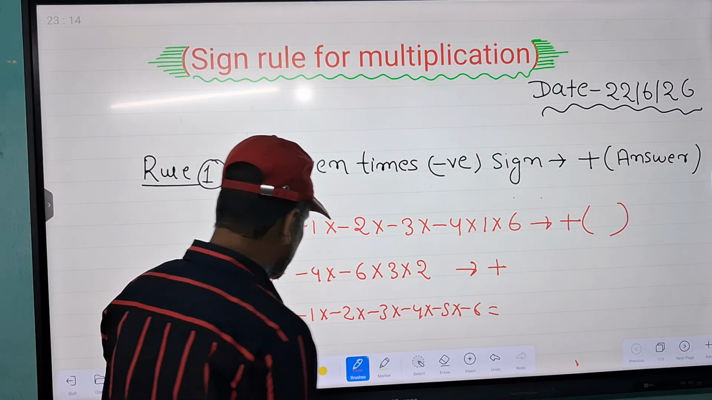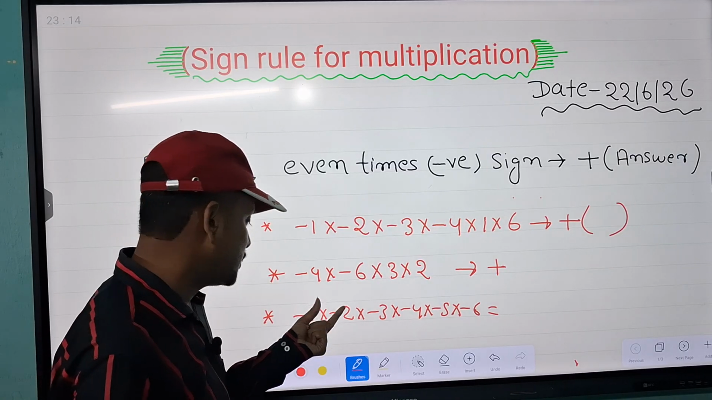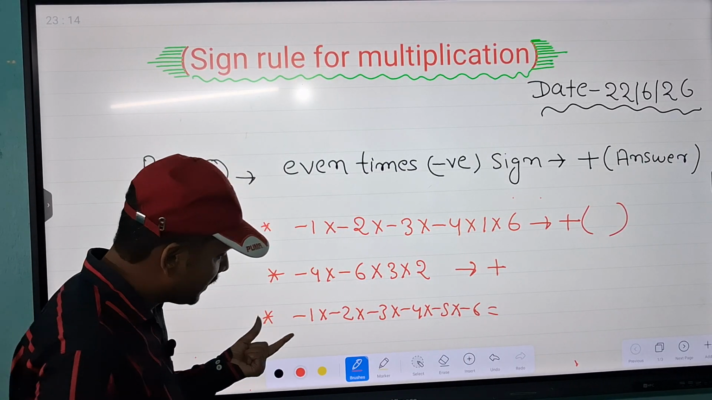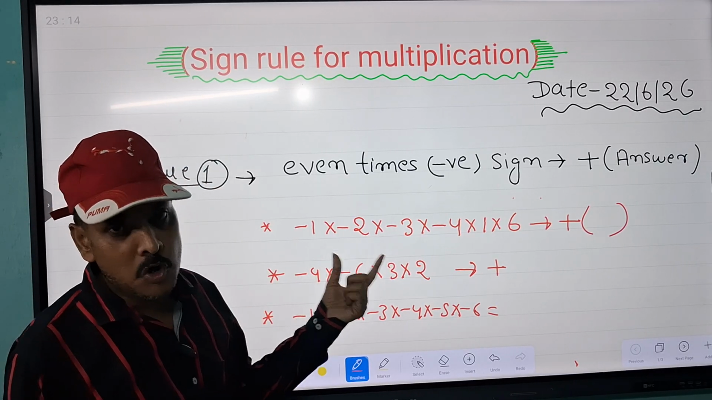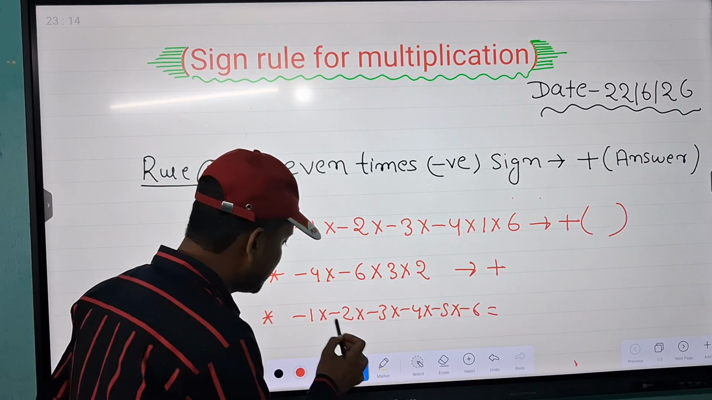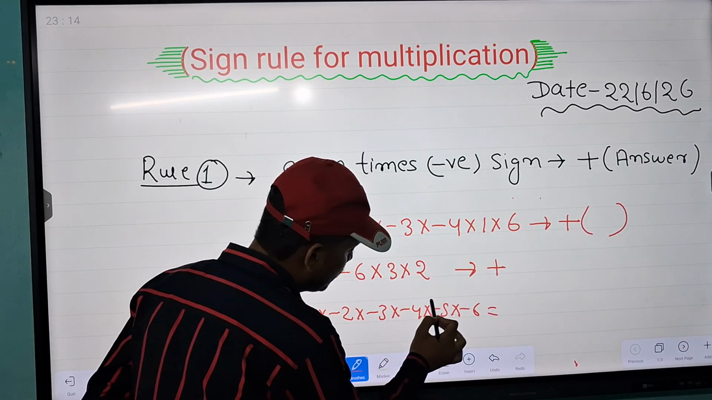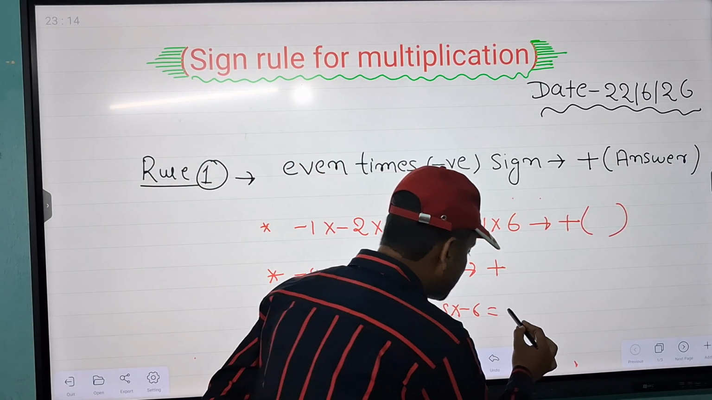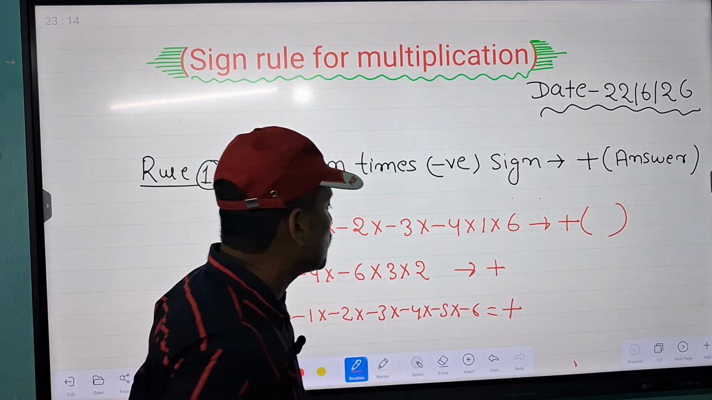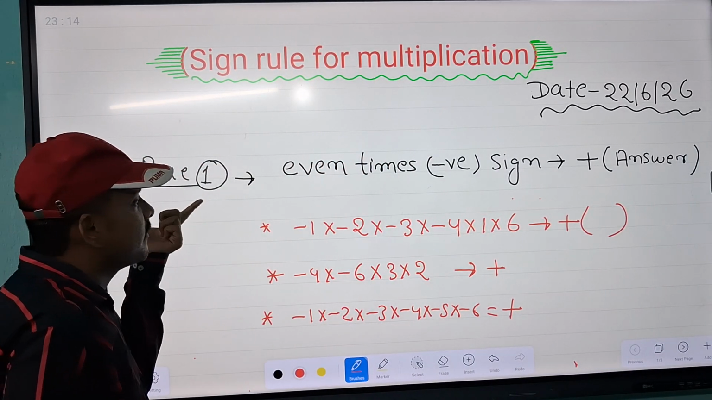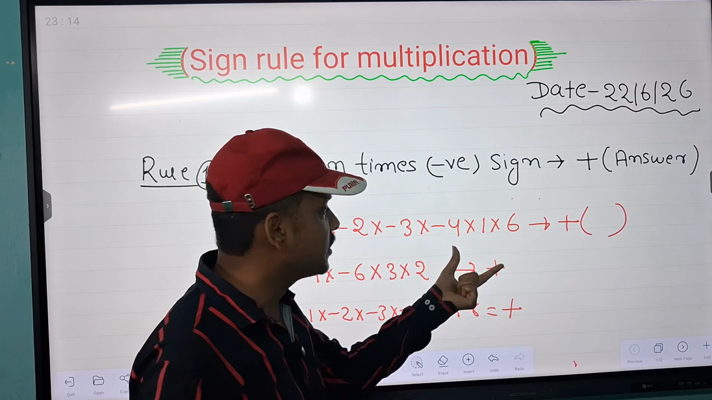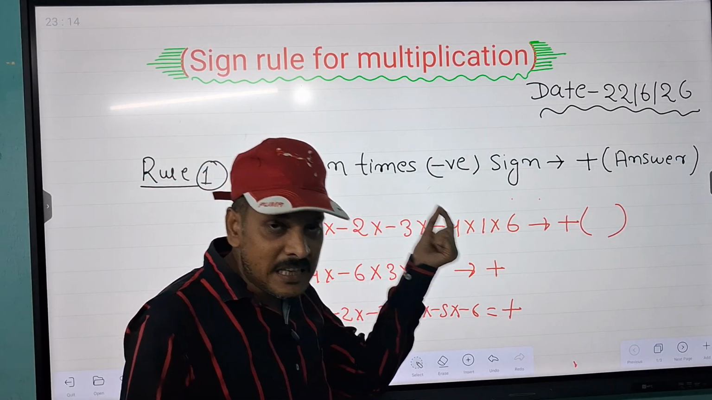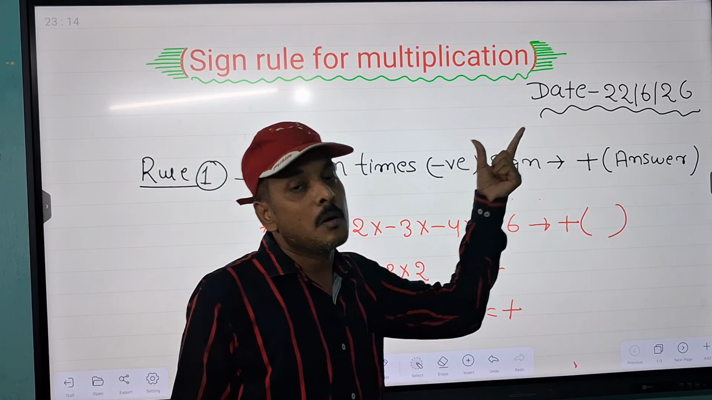And the next question is minus 1 into minus 2 into minus 3 into minus 4 into minus 5 into minus 6. There are many terms, so you have to count the number of negative signs. 1, 2, 3, 4, 5, 6. 6 means even times. That means the answer will be positive. So in multiplication, this is a very simple rule that you have to remember, that if the number of negative signs is even, that means the answer is positive.